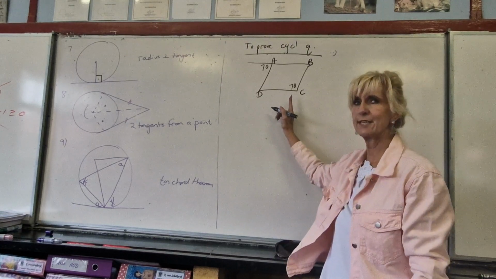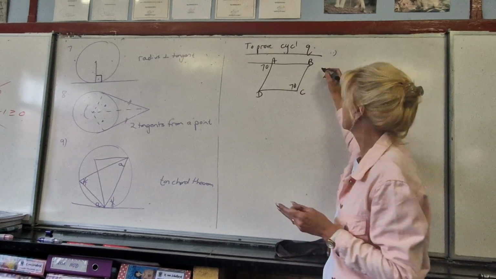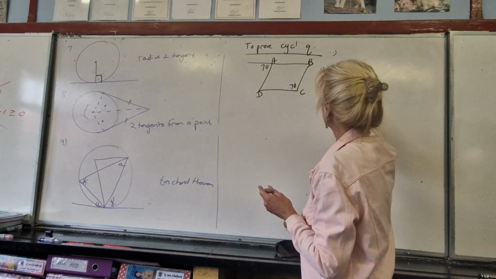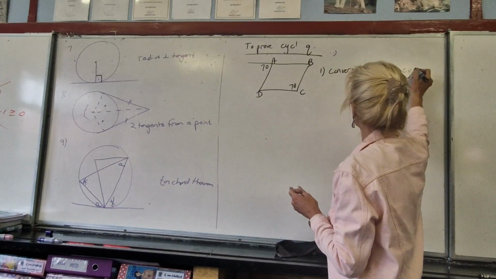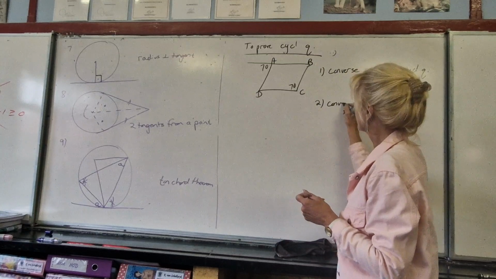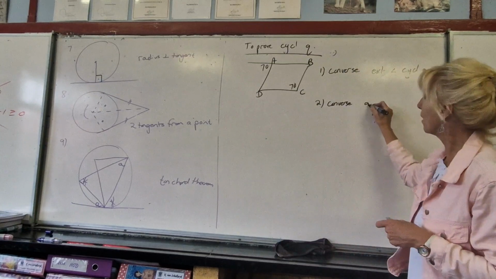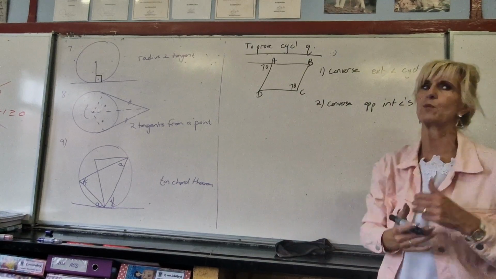Converse of the exterior angle of a cyclic quad. Because there are 3 reasons. Converse of the exterior angle of a cyclic quad. And the second one would be converse of opposite interior angles of a cyclic quad. And what's the third one?